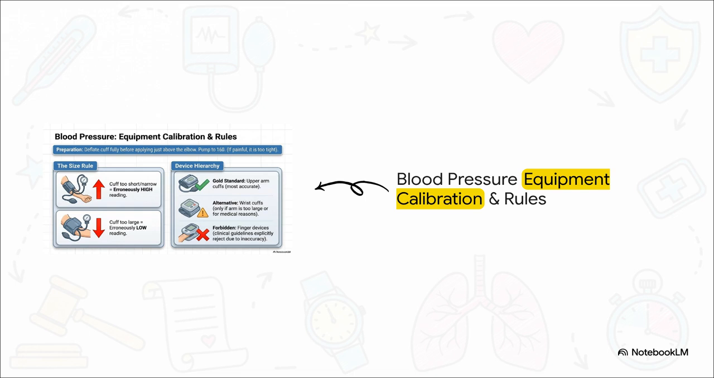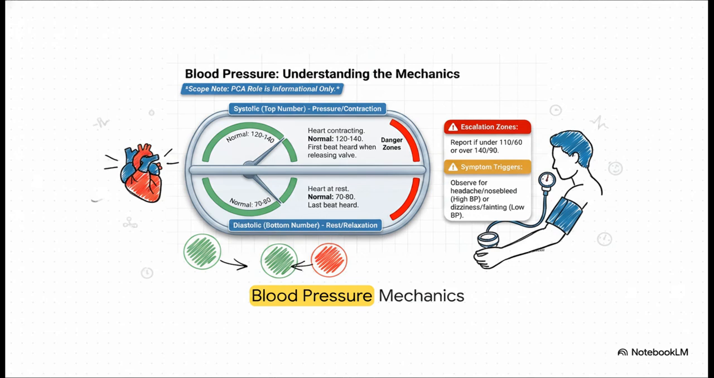A cuff that's too short gives an erroneously high reading, and a cuff that's too large gives an erroneously low reading. Now, what's really interesting about this is what those 2 blood pressure numbers actually mean inside the body. The top number, the systolic, is the pressure when the heart is actively contracting. That is the very first beat you hear when you release the valve. The bottom number, the diastolic, is the pressure when the heart is at rest, relaxing between beats. That's the last beat you hear.